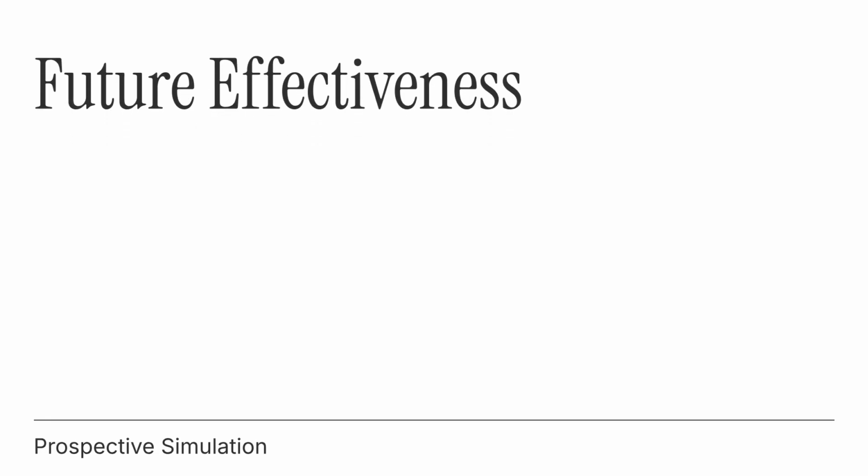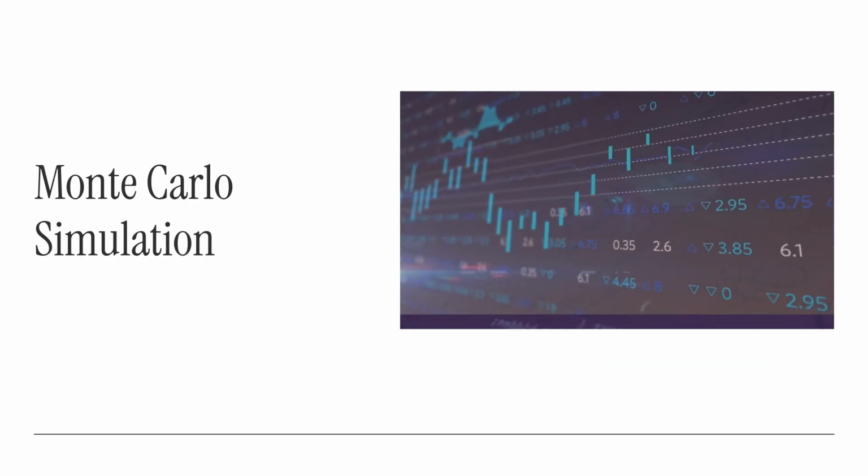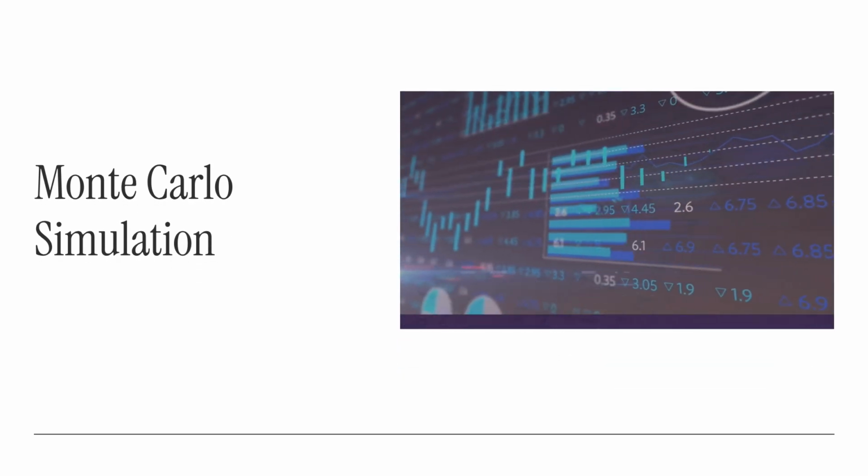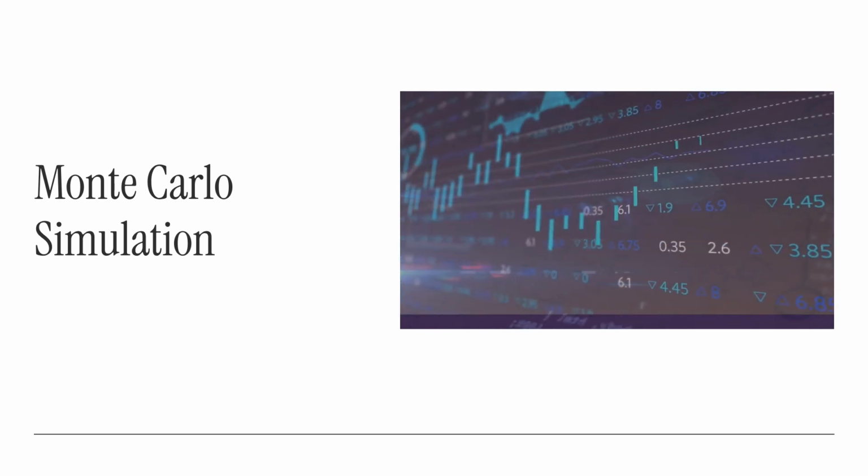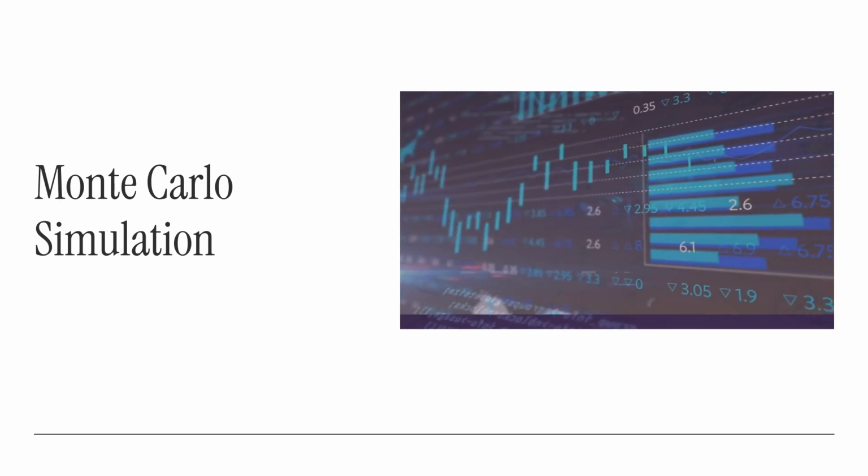Now let's talk about future effectiveness, or prospective simulation. This section uses a Monte Carlo simulation to forecast a range of potential future outcomes for your hedging strategy. The heart of this simulation lies in the volatility assumption you select. This choice is critical as it shapes the forecast of how your hedge might perform under various market conditions.